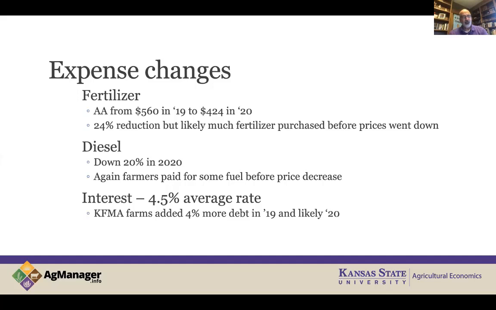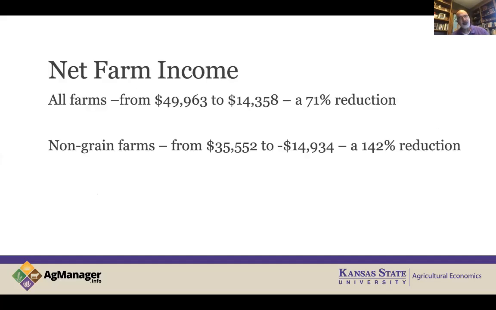Looking at our interest rates, what farmers are paying, if we divide our total interest cost into our total amount of farm debt, we end up with about a 4.5% average interest rate. Last year in 2019, farmers did add more debt to their balance sheets, about 4% more. I'm assuming that we're going to add an equivalent 4% more again this coming year, which means that our interest expense will be 4% higher, assuming that interest rates stay roughly the same going into this coming year.